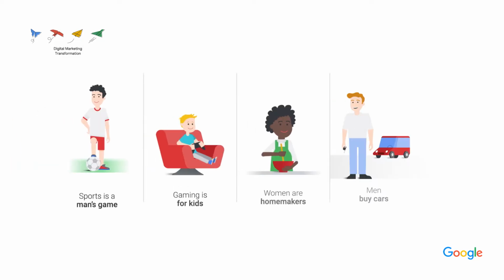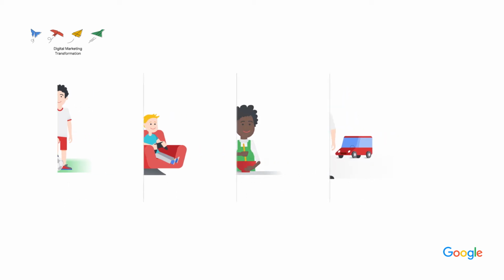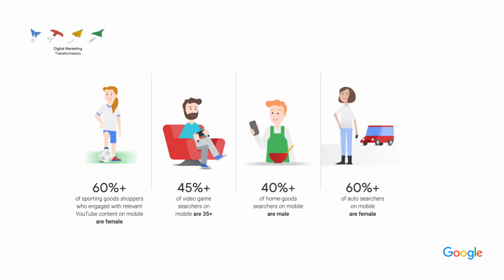Another good example is just general stereotypes that we come across. So as you can see in the visual here, sports is generally associated with being a man's game. Gaming is in the same way for kids. Women are homemakers and men buy cars. But when we look at the data, 60% of sports goods shoppers who engage with relevant YouTube content are female.